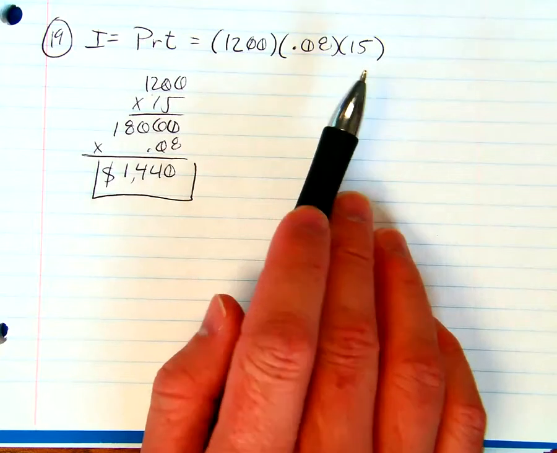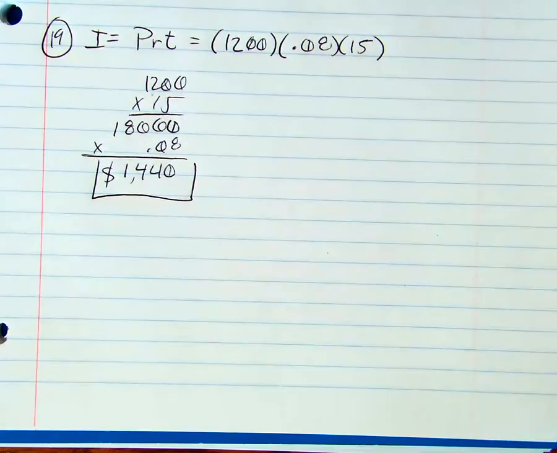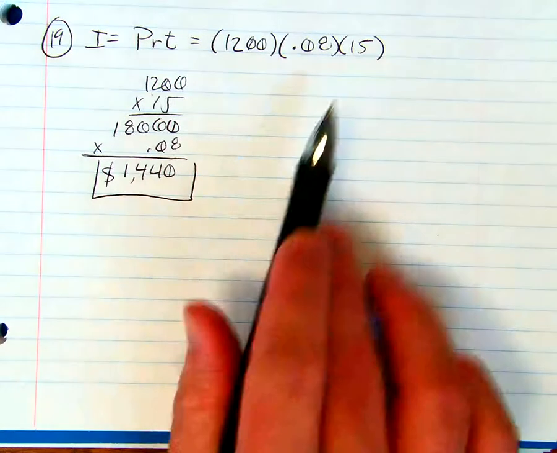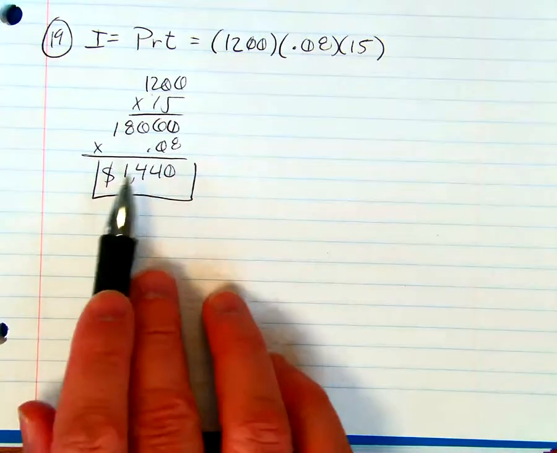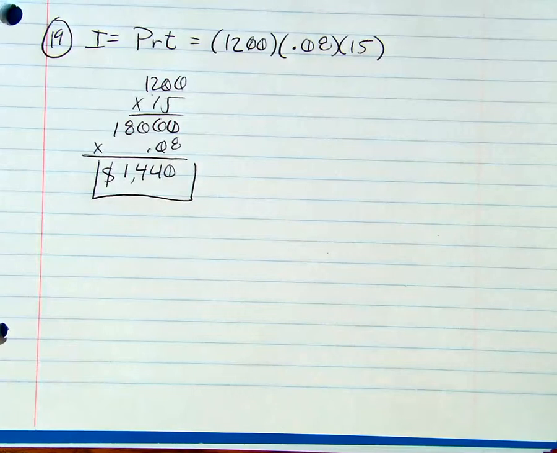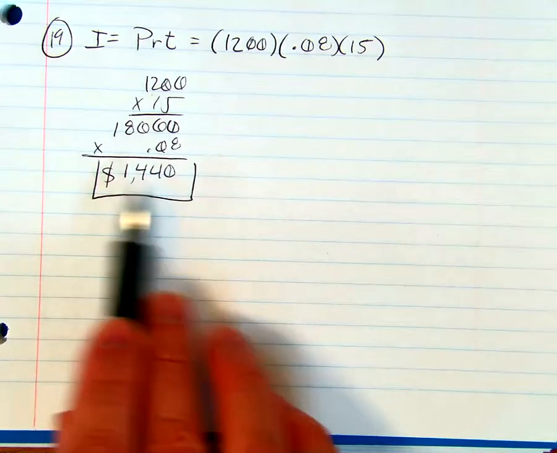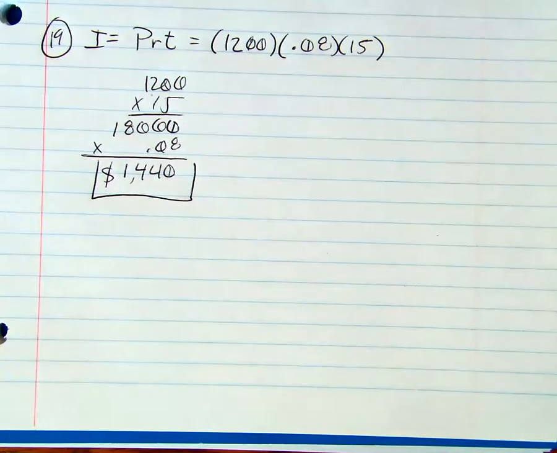That means that over 15 years, in an account like this, you get 8% every year for 15 years, but it's simple interest. It's always 8% of what you started with. Over 15 years, that would add up to be another $1,440. So over 15 years, you have earned more money than you put in the first place.